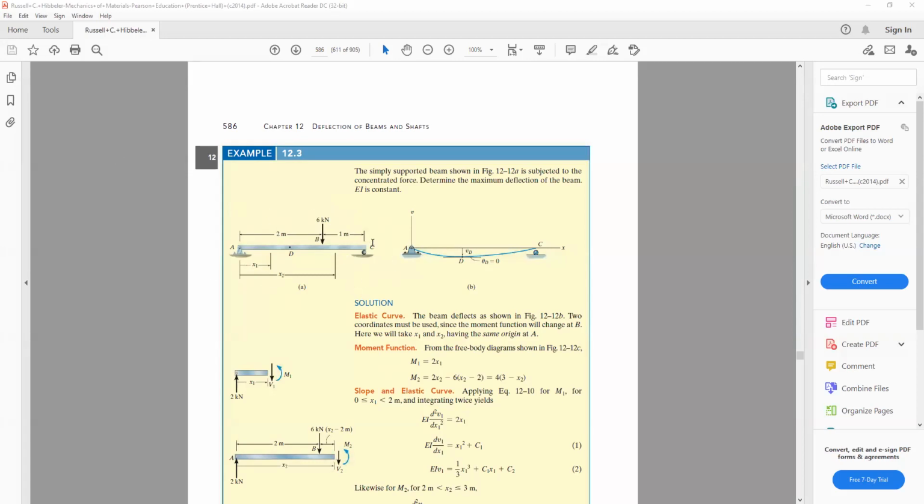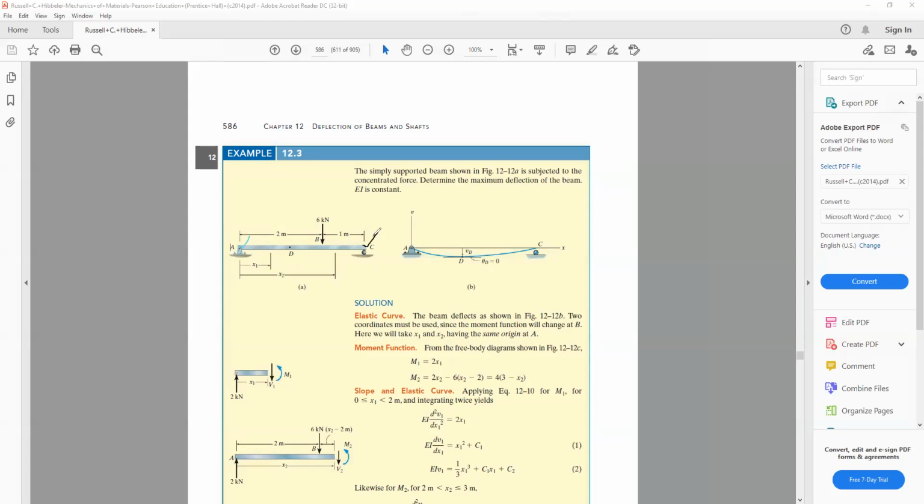As far as this problem is concerned, it talks about the simply supported beam. It says the simply supported beam is shown in the figure and is subjected to the concentrated force. Determine the maximum deflection of the beam. EI is constant. The beam that is given to us is supported at two ends. This is the end A, and this is the end C, as is already given.